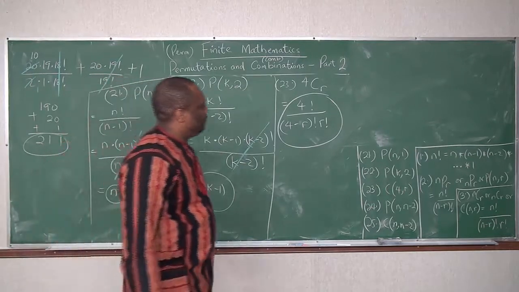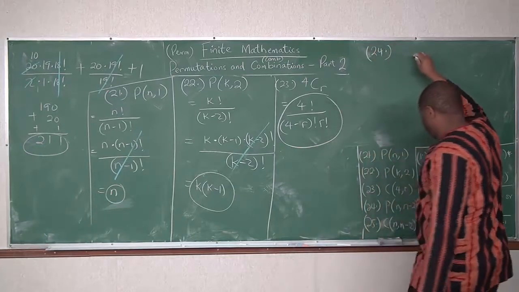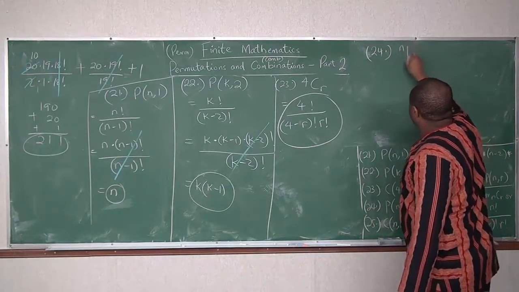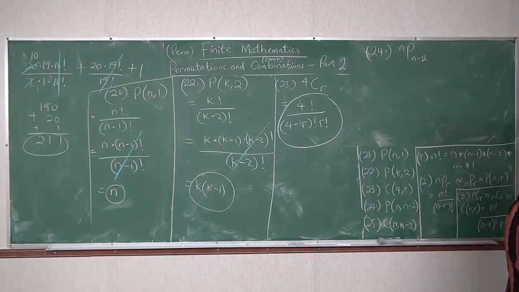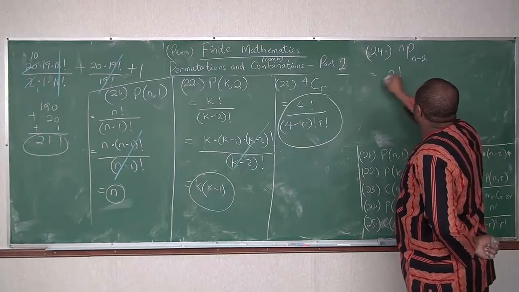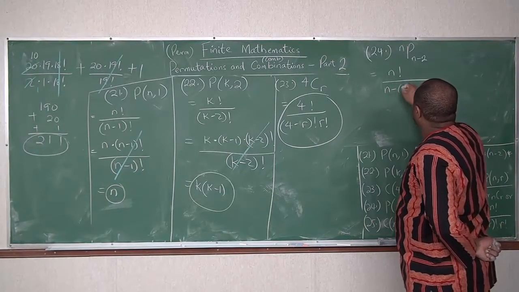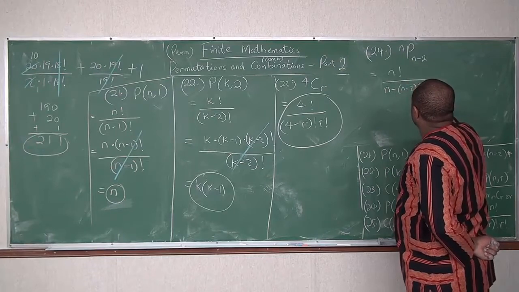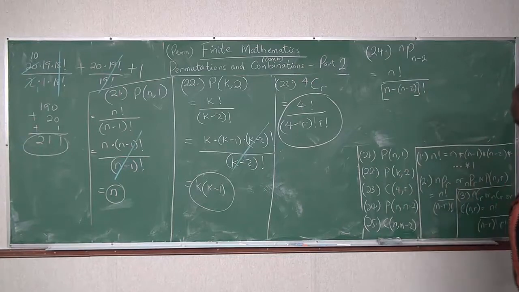Okay, 24. We have nPn minus 2. So what is this now? This is n factorial over (n minus 2) factorial. Let's put this factorial.